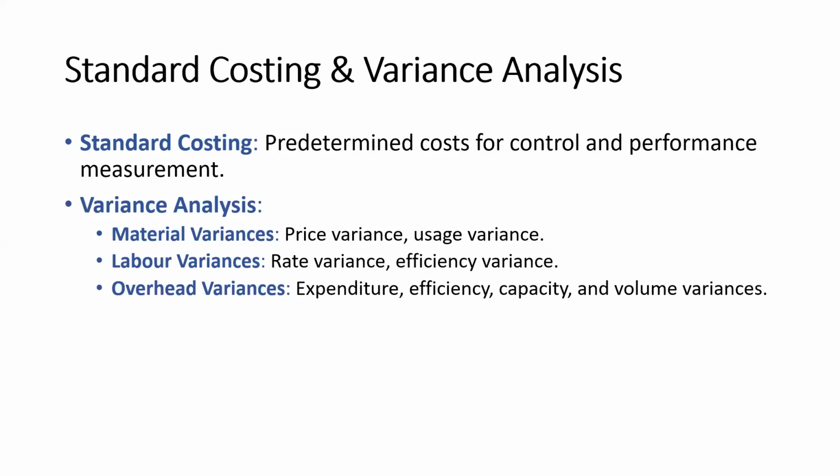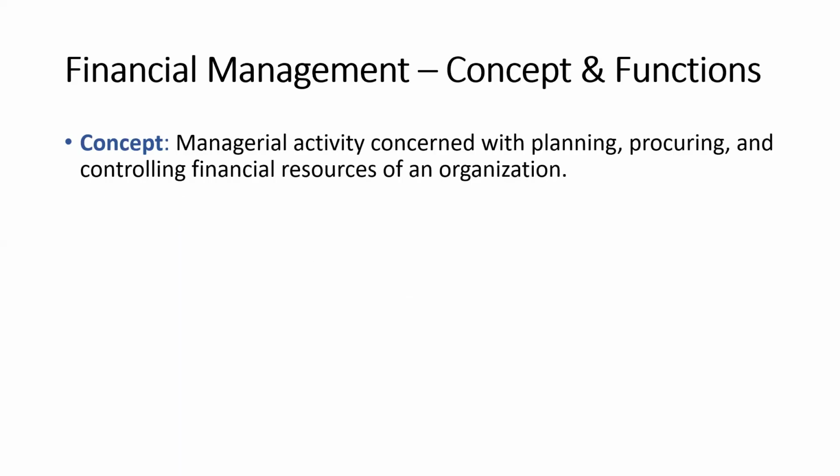Then comes standard costing and variance analysis. Standard costing means predetermined cost for control and performance measurement. And variance analysis is an analytical formula, most probably used in cost accounting, which can be material variances, it could be price variances, usage variances, labor variances, it could be rate variances and efficiency variances, overhead variances, which could be expenditure, efficiency, capacity, and volume variances.